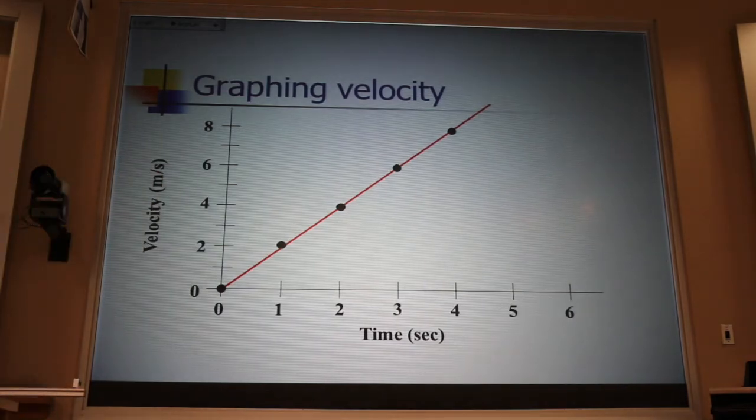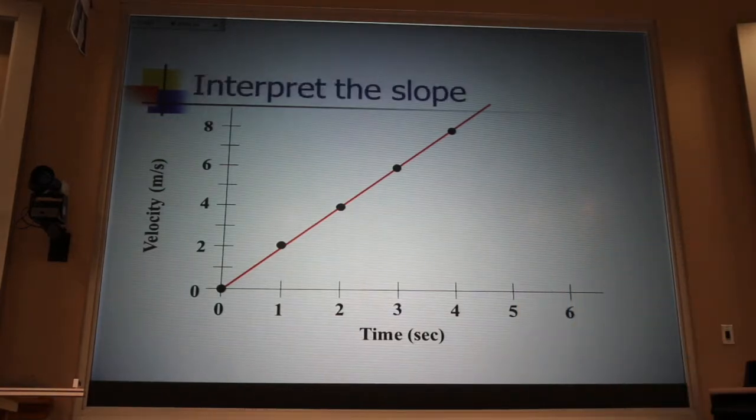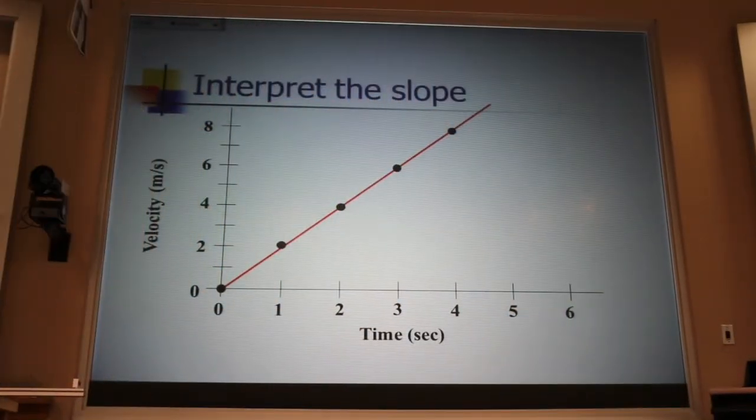Whenever I have a straight line graph, I want to interpret the slope. What interpretation can you give this slope? What does that slope tell you about this object? Acceleration. It's the acceleration, that's the name. But what interpretation can you give this? It turns out that the slope is 2. What does 2 tell you about the motion of this object? Yes, sir? It's accelerating at a uniform rate. Okay, it's got a constant acceleration.